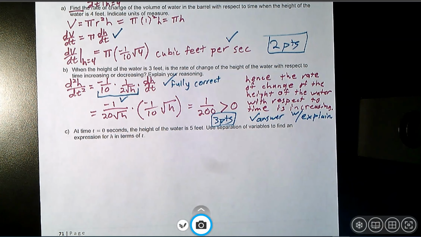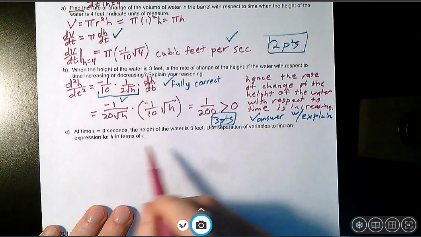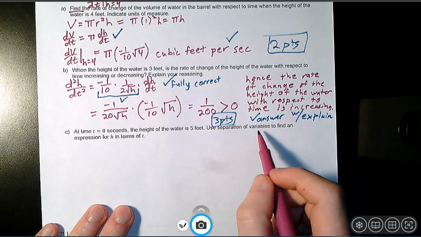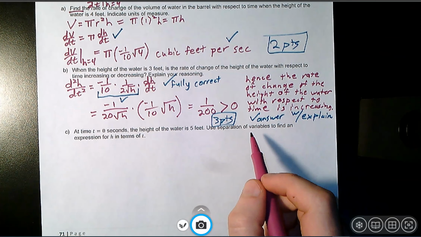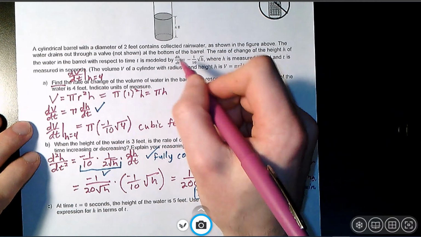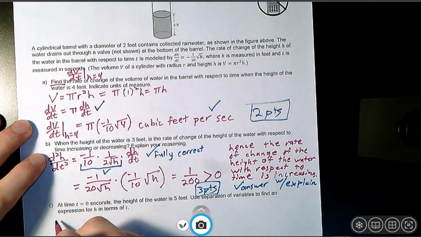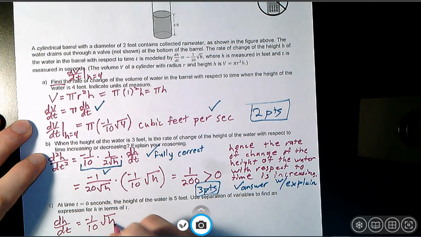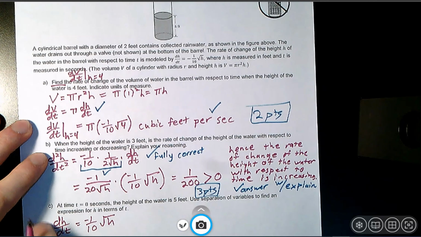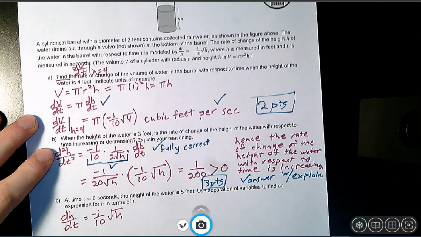Part C. All right, at time 0 seconds, the height of the water is 5 feet. Use separation of variables. Aha, separation of variables. I remember how to do that. That means I need to get my h's with the h and the t's with the t. Oh, I don't see any t's, so dh dt equals -1 over 10 square root of h. I better just get the h over here and the dt with the constant. What's that going to look like?